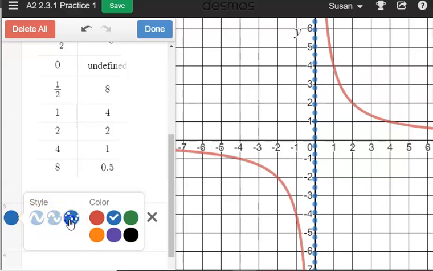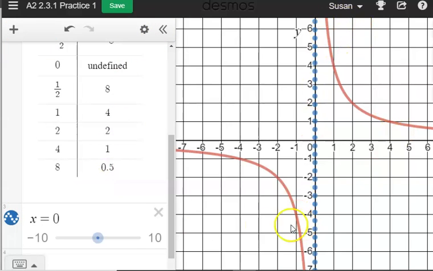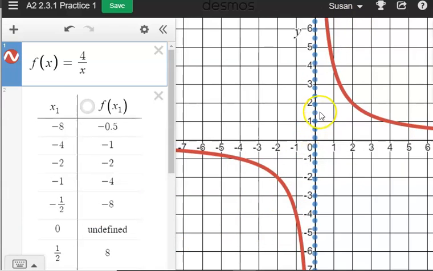Dotted and blue. Done. So look at that boundary line. It's real bold and easy to see. So now we have an asymptote. You can also click on points on the line, and it'll show those points if you want to see an ordered pair, which is kind of interesting.